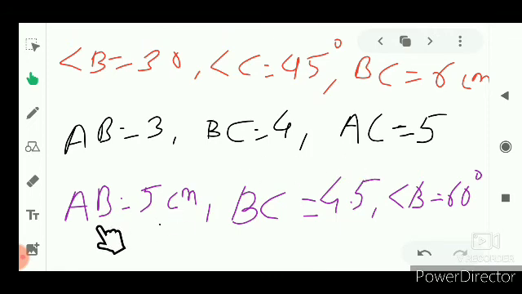Okay, the third question is, in the triangle ABC side AB is 5 cm, side BC is 4.5 cm and angle B is given as 60 degrees. Okay, so here the 2 sides AB and BC are given and one angle B is given as 60 degrees and you have to draw the triangle ABC. Okay, so just try it on your own in your notebook. Otherwise I will provide the PDF of these solutions in your WhatsApp group. Okay, just try it on your own.